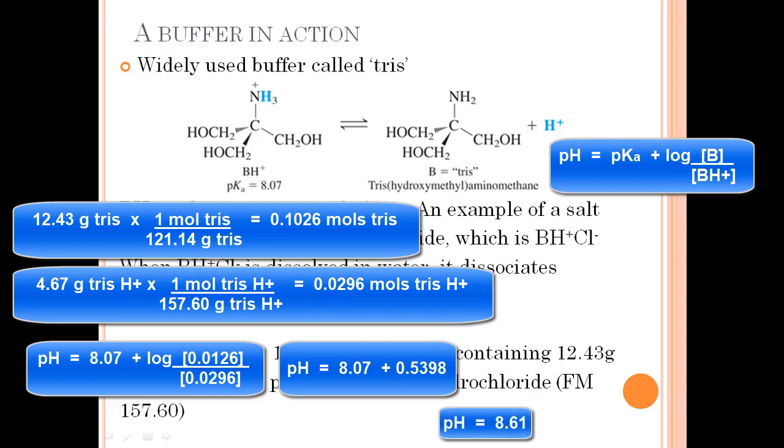So the pH of a solution with that many grams of weak base and weak acid conjugate of tris happens to be 8.61. All right, guys, that does it for this part of the buffer videos. I'm going to do one more video that deals with buffers, and then we're going to move on after that. See you later. Bye-bye.